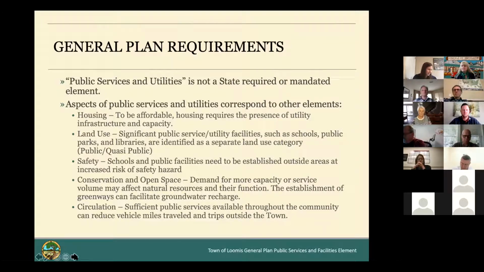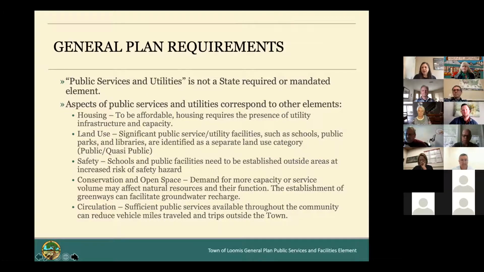This section is really not a requirement of the state. It's not a state mandated element. Those elements are land use, circulation, housing, conservation, open space, noise, safety, and then in some cases, air quality and environmental justice. So this isn't a mandated element, but we are including it. And why are we including it? It is because it informs other aspects of the general plan.